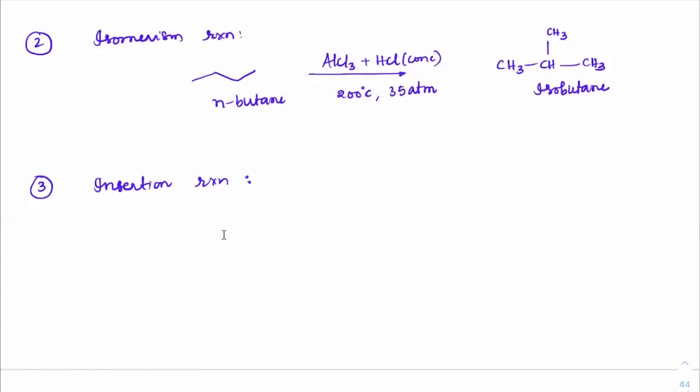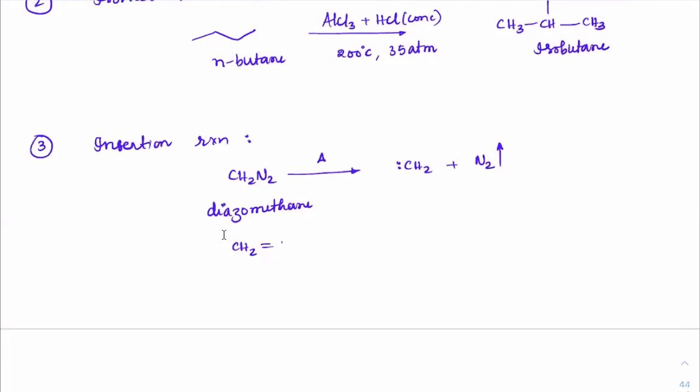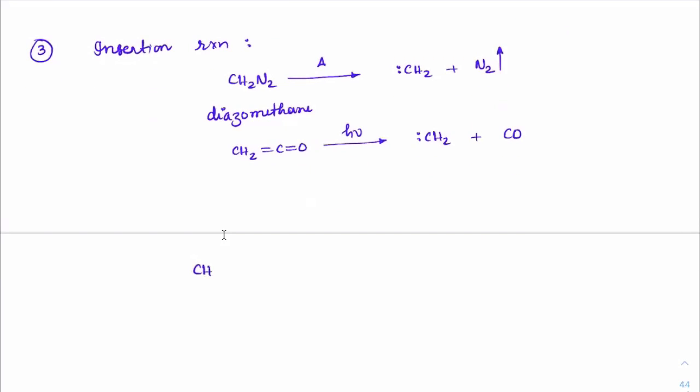Okay. Now, when you take CH2N2, I guess you remember this is diazomethane. Diazomethane on heating or using light can immediately give a carbene and N2 gas will be released. Same way, I can prepare the carbene using ketene. We have done this during intermediates. So with sunlight or heat, we can get CH2 and CO. Now, if you take any alkane like CH3, CH2, CH3, propane, and I treat that with this radical CH2, it will undergo insertion. Got it?